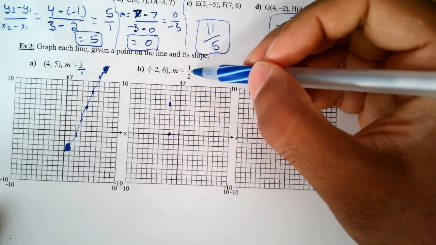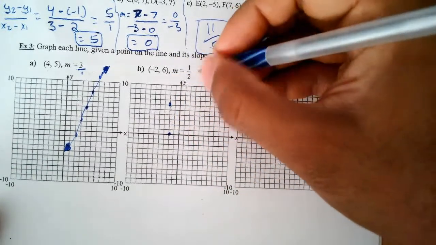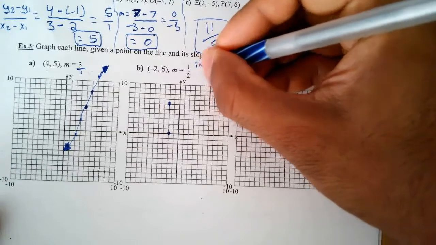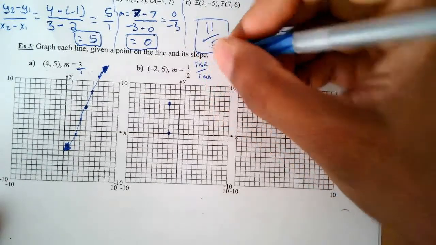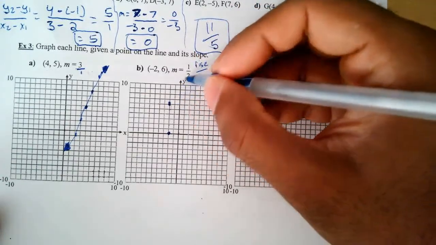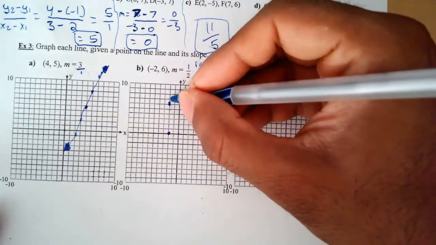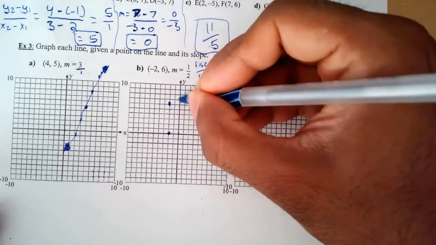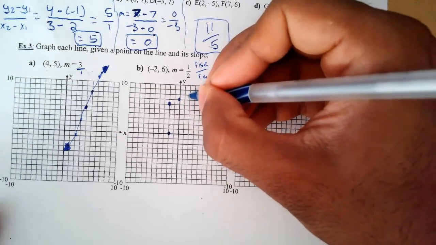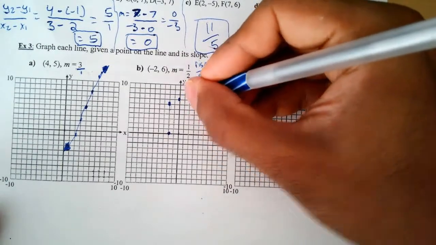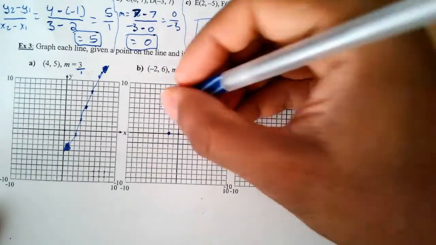Anyways, what's the slope? It's 1/2, right? So rise over run. This is rise, this is run. That means we're going up 1, and it's positive, so we're going in the positive direction: 1 up, 2 over. Okay, there we go. So we got 3 points, and now we can just connect them.